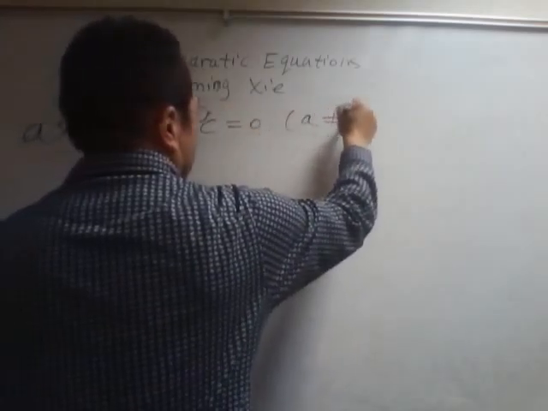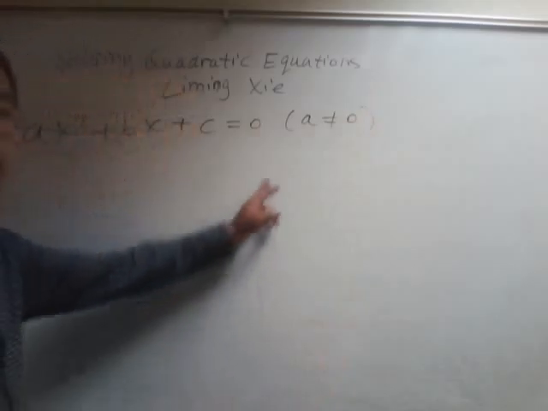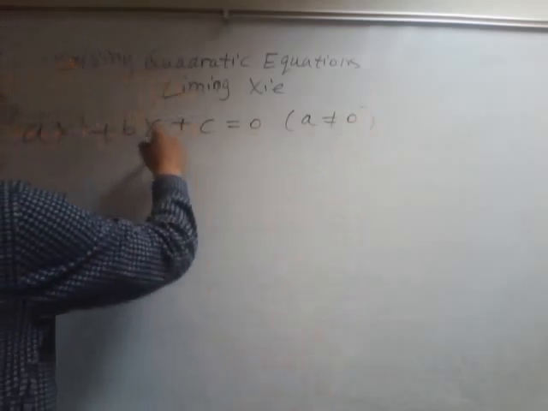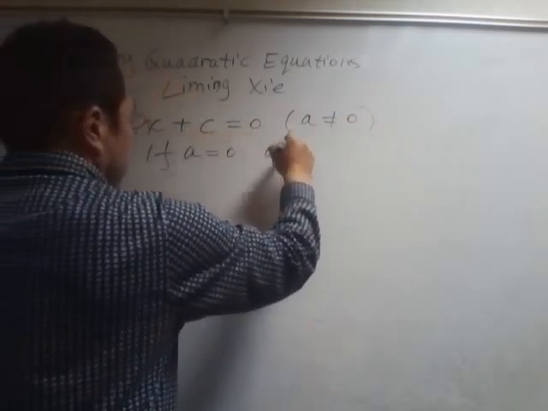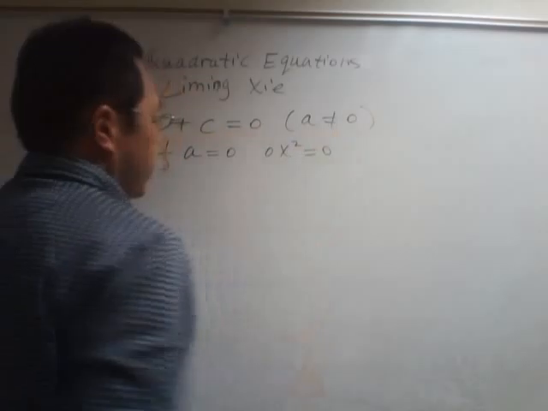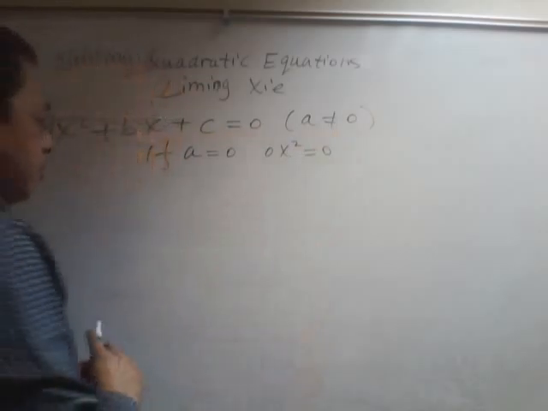Here, a is not equal to 0. Okay? Why does a not equal 0? Because if a equals 0, then we get 0 times x squared, which equals 0, right? So that's not a quadratic equation.